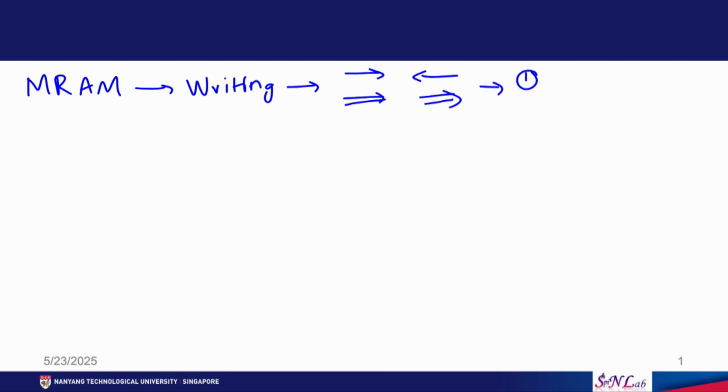First method is to send a current through a wire which will produce a magnetic field. Not one wire, two wires. So we produce two magnetic fields, one along the easy direction, another along the hard direction, and we use this magnetic field to switch the magnetization of the free layer. That's one thing that we studied.